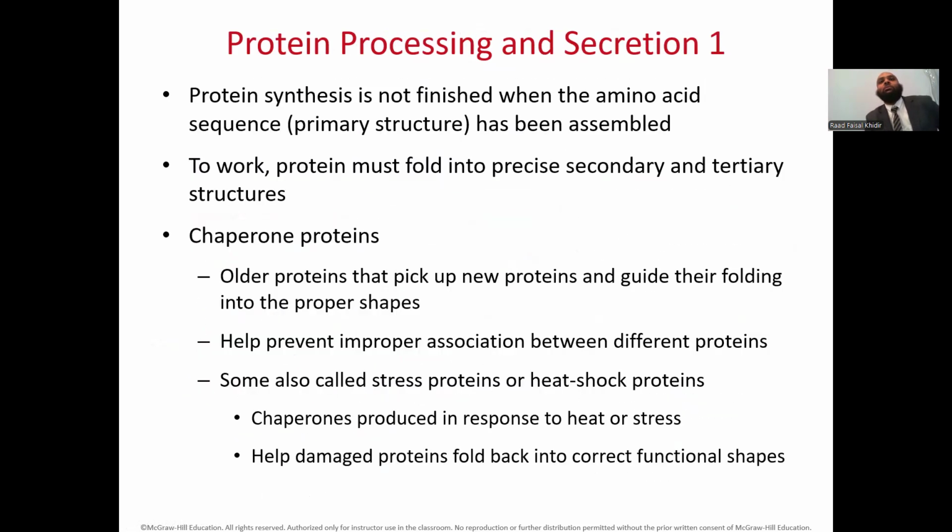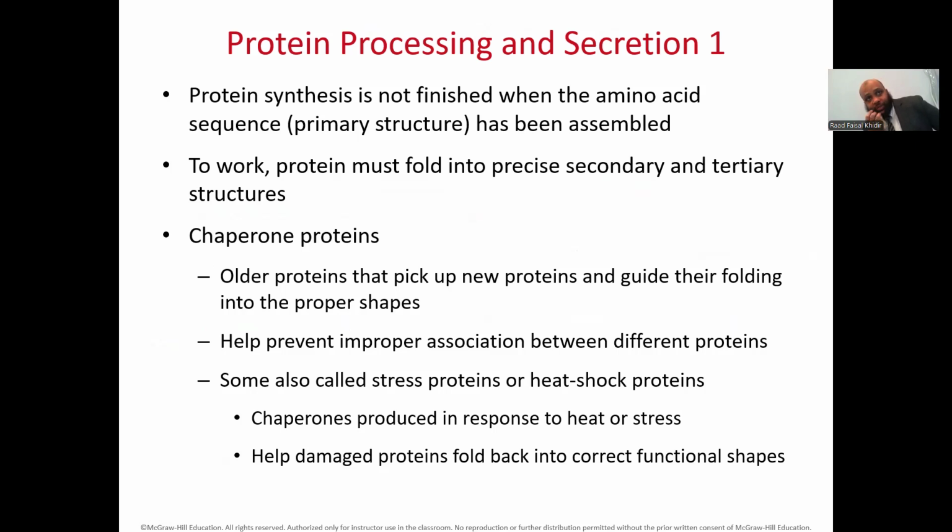So, protein processing and secretion. Protein synthesis is not finished when the amino acid sequence, or the primary structure, has been assembled. In order to work, the protein must fold into precise secondary and tertiary structures.